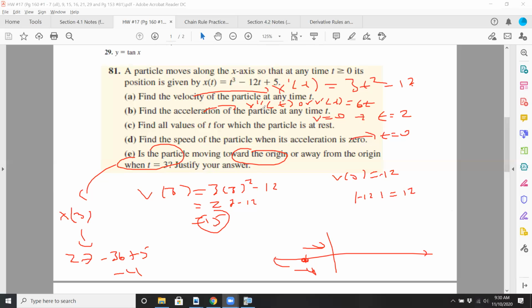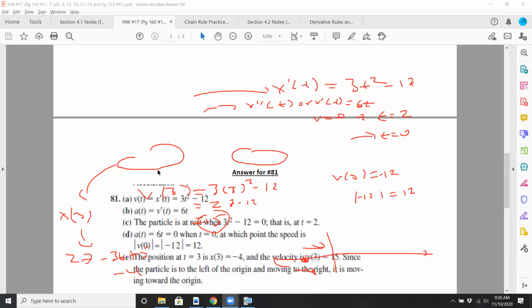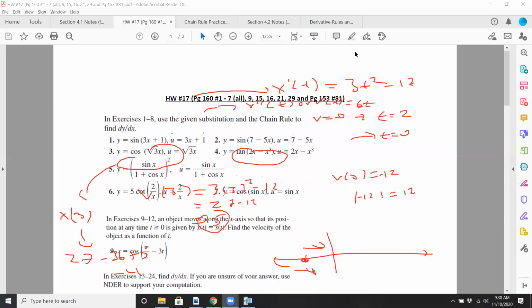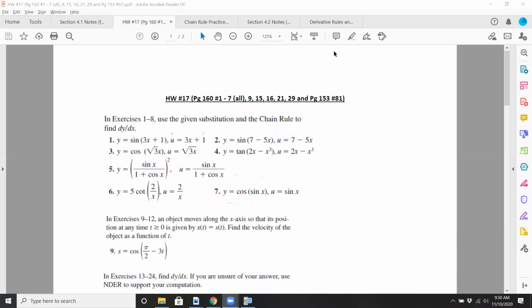Oh, they are on the next page. Well, I worked it out anyway. Someone asked me to work it out. So there we go. Okay. So anyway, that covers homework number 17 review.